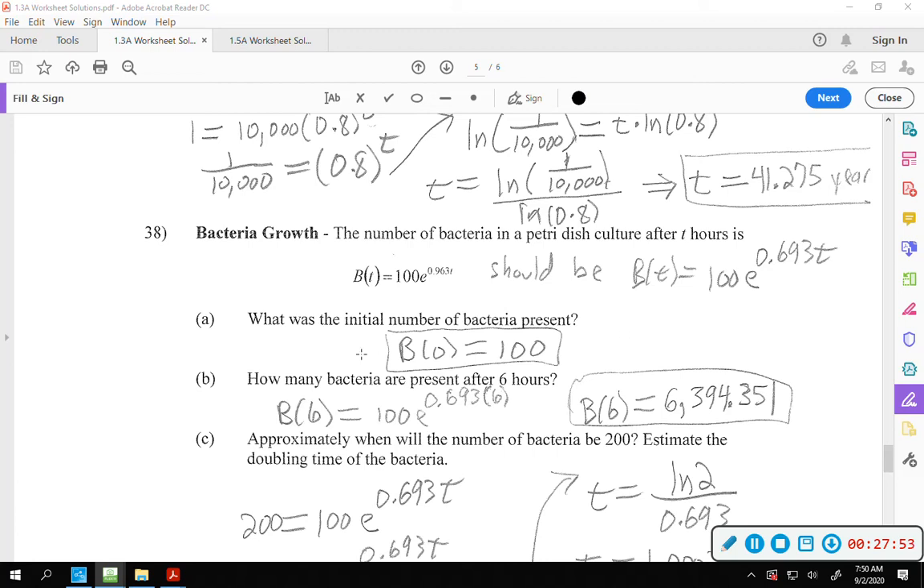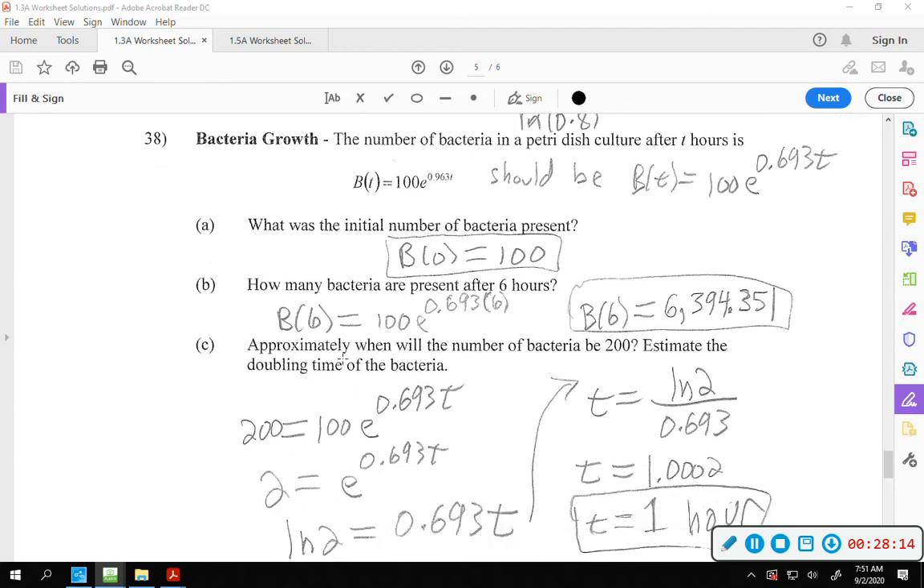Sorry about that. What was the initial number of bacteria present? If you plug 0 in for the time, e to the 0 is 1. 1 times 100 is 100. That's why this coefficient right here is always the initial amount, as long as no number is being added or subtracted to it. How many bacteria are present after 6 hours? I just plugged 6 in. Type this into my calculator. 6,394. That's a lot. We went from 100 to 6,394 bacteria. And again, I present 3 decimal places. It did not say to round it.